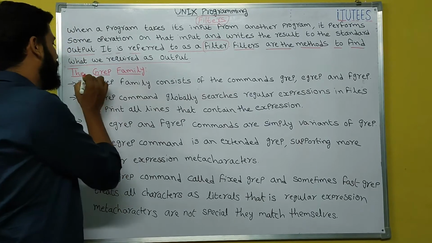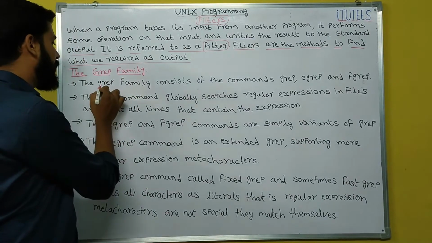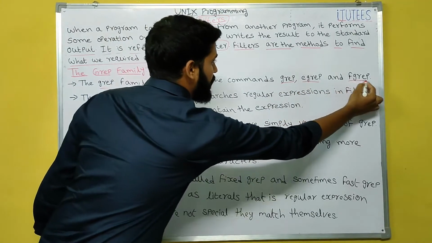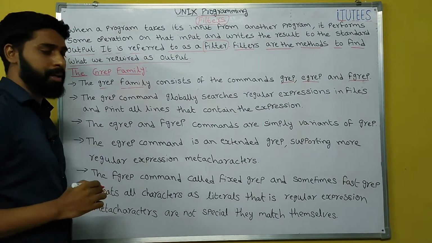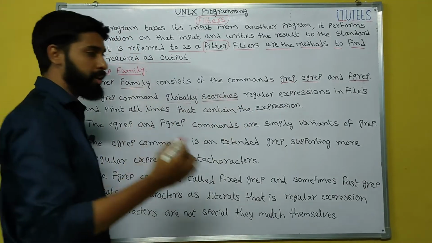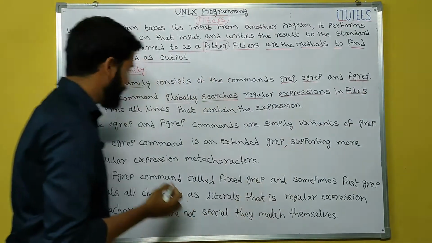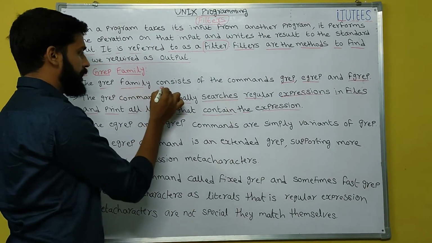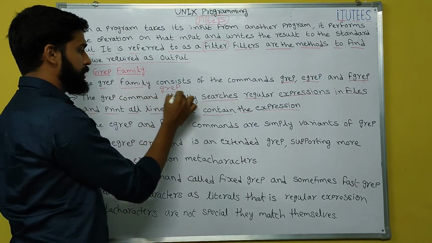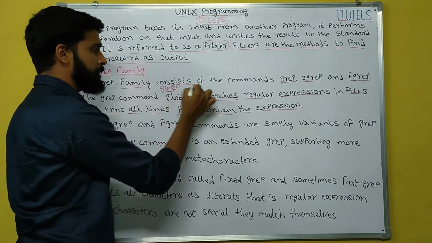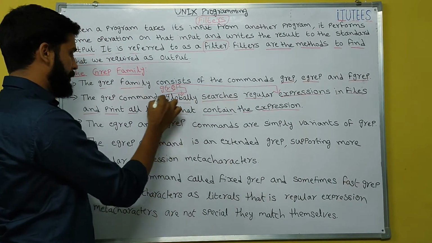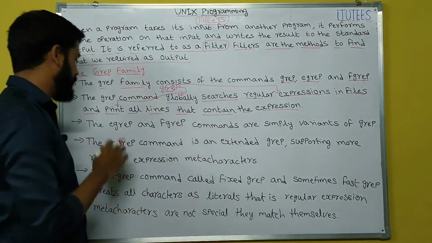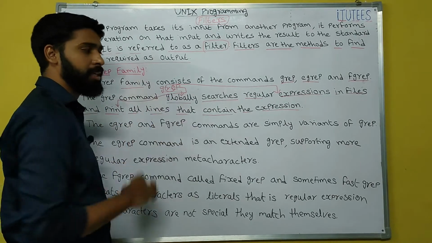So the first topic is the Grep family. The Grep family consists of the commands Grep, Egrep, and Fgrep. The Grep command globally searches regular expressions in files and prints all lines that contain the expression. Grep is spelled G-R-E-P: G means globally, RE means regular expression, and P means print. So that is Grep.